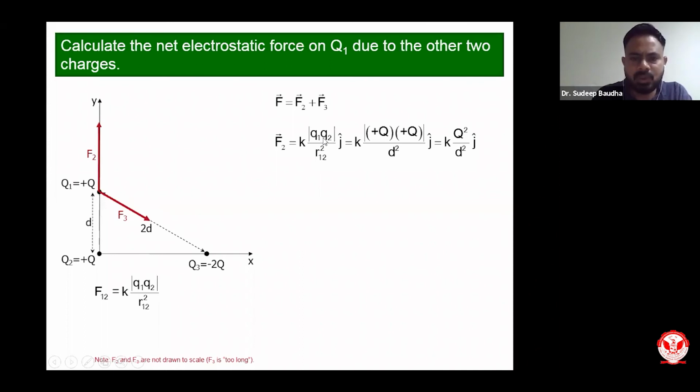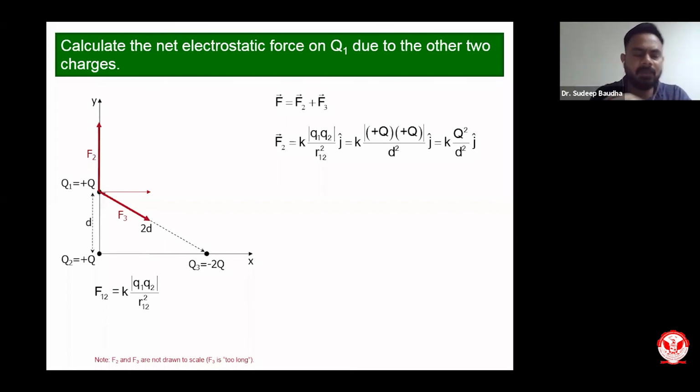You can see Q1 is plus Q, Q2 is plus Q, so I have kept the values of the two charges as Q and Q. d is the distance between these two, so I have written d squared. And we can find the net force F2 because of charge 2 on 1. This is the final value of F2, the force exerted by Q2 over Q1. Now let us see what the value of F3 will be, which is the force exerted on Q1 due to Q3.